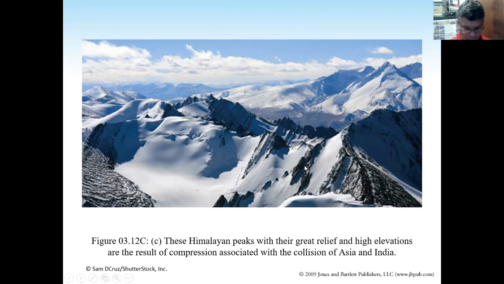Okay, so that's a good spot to pause a bit, and we'll continue with more of the evidence on plate tectonics next time. I want to draw one more thing here to your attention as well, though.